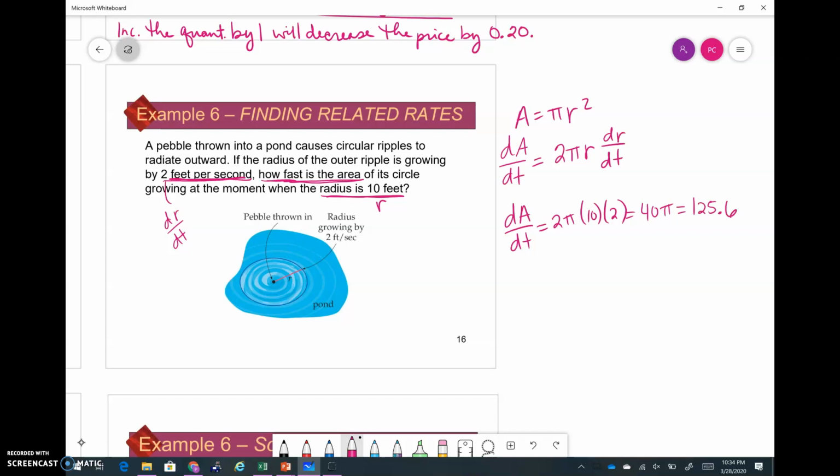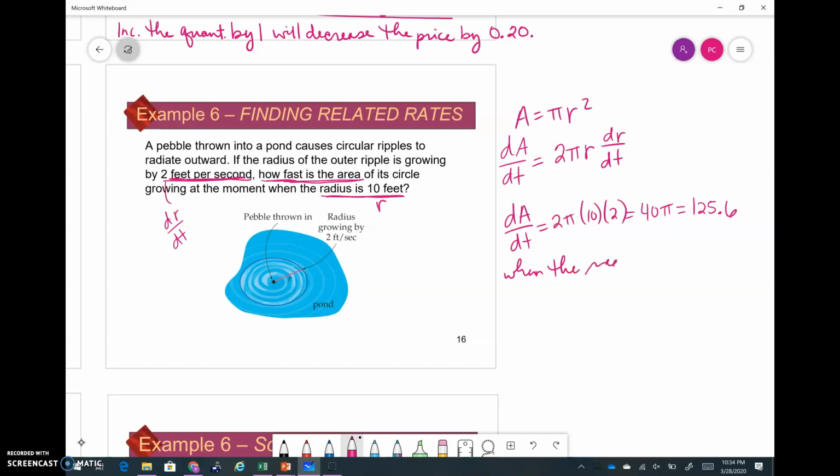Right, so what this tells us is, therefore, at the moment when the radius is 10 feet, the area of the circle is growing at the rate of about 126 feet squared per second.